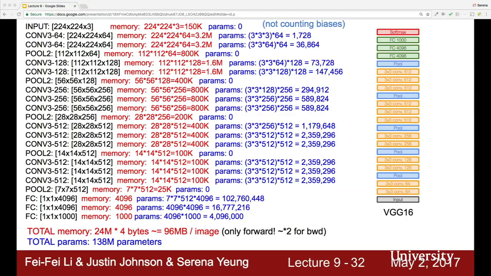And also, the total number of parameters we have here is 138 million parameters in this network. And this compares with 60 million for AlexNet. Yeah, question?